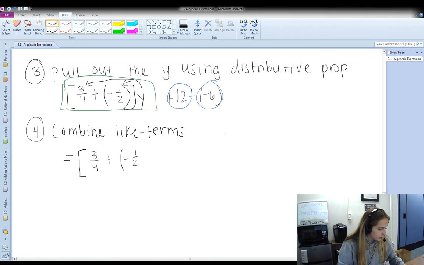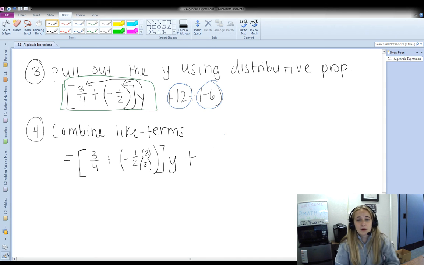Now, what we need to do in order to add 3/4 and negative 1/2 is, what do we need if we're adding or subtracting fractions? We need a common denominator. So I'm going to multiply the bottom and the top by 2, okay? And then we just want to keep our work very clear. So we're going to write out the rest of the expression. Then if you look up here, 12 plus negative 6, well, I know from chapters 1 and 2 that 12 plus negative 6 is going to give me 6.